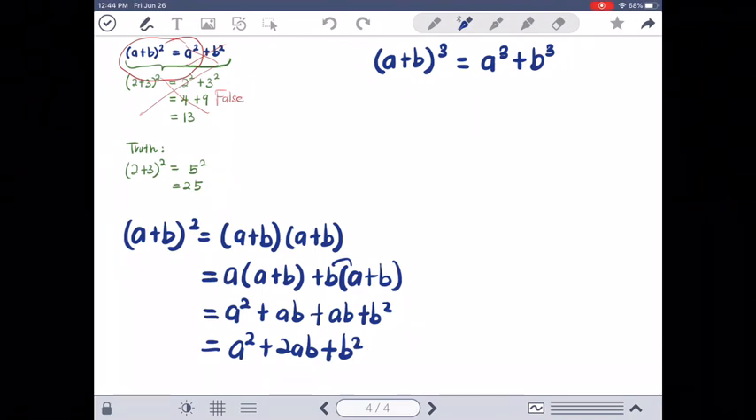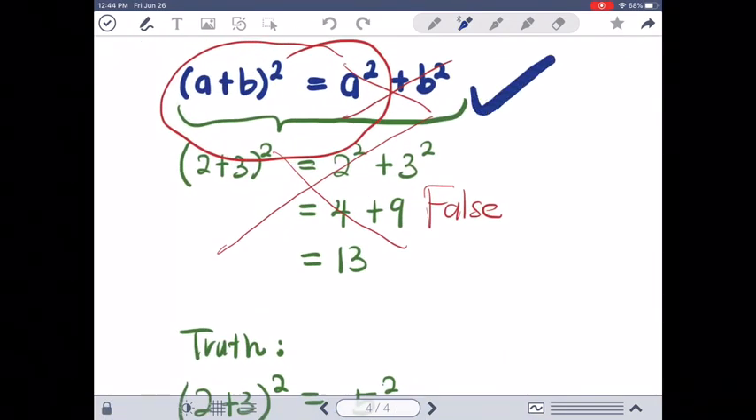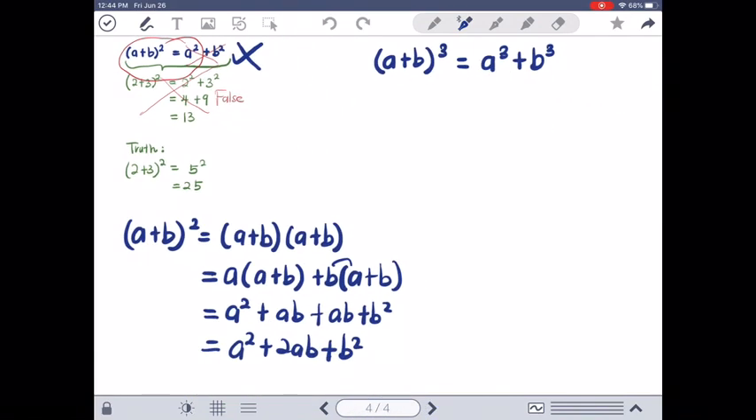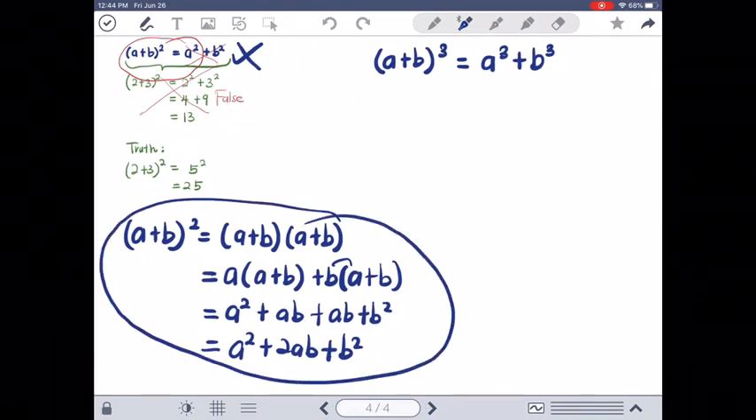Okay, so you cannot assume this. This is wrong, definitely wrong. Need to expand one by one. Similarly to this example here. We are having A plus B to the power of 3. If you want to expand it this way, this is definitely wrong.